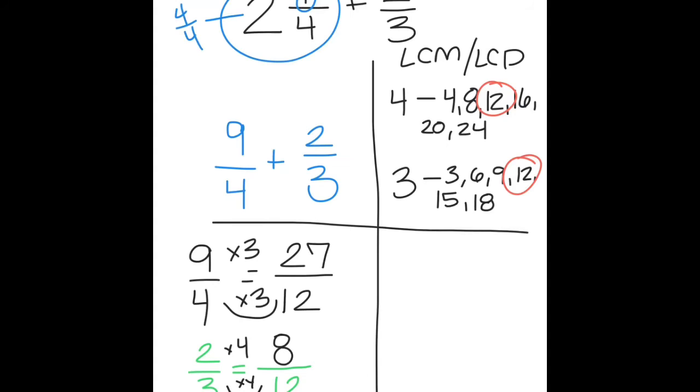Now I'm ready to rewrite my problem. 27/12 plus 8/12 equals, denominator stays the same with 12ths, and that's going to give me 35/12. We could rewrite that as 2 wholes and 11/12. All right, let's try a subtraction problem.